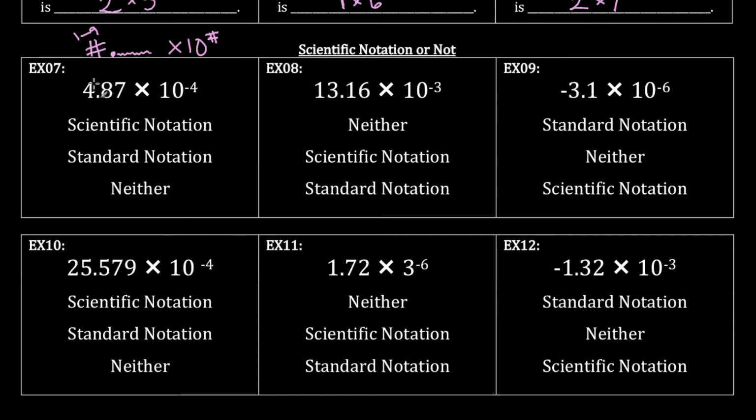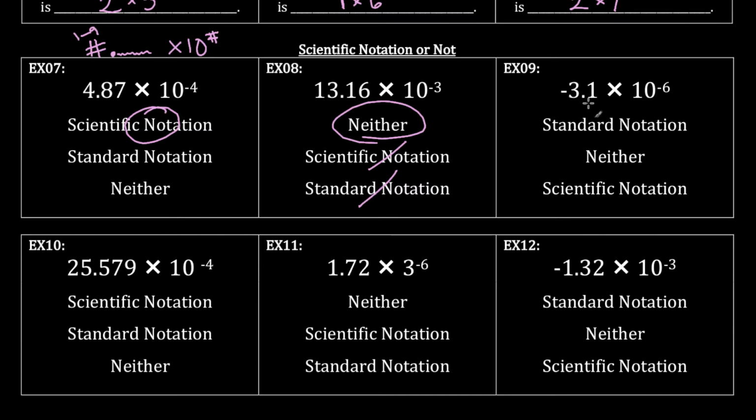In this first one, we have a number 1 through 9, and then a decimal and some digits. Then we have times 10, to the negative 4th power. So this is scientific notation. In this one, we have 13. Well, 13 is not a digit from 1 to 9. This is larger than 9. So this is not scientific. It's also not a normal number. It's neither of those two.